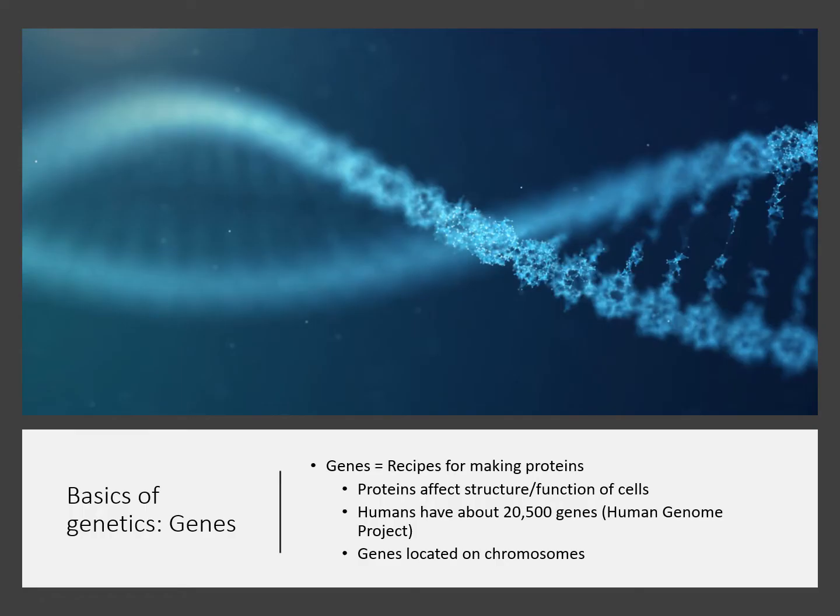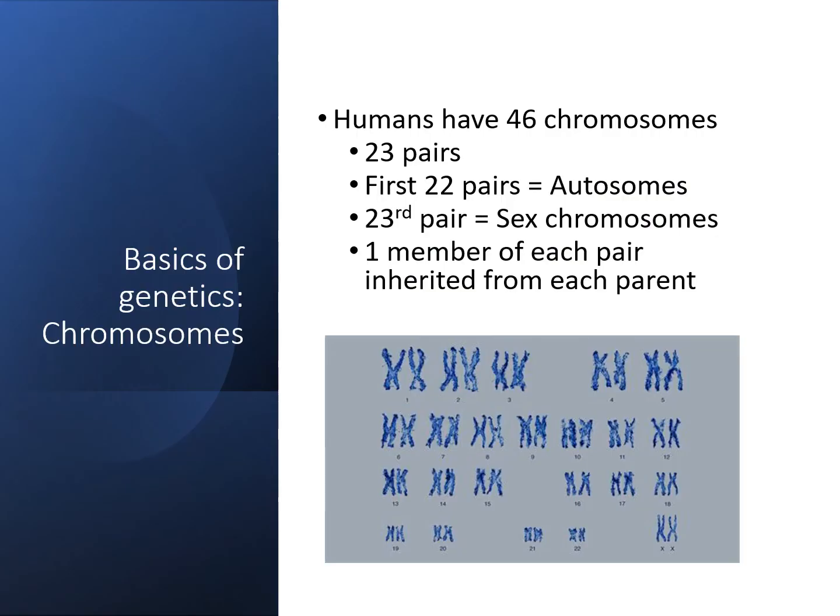Genes are recipes for making proteins, and proteins affect the structure and function of cells. Humans have about 20,500 genes, and these were identified in a project called the Human Genome Project. Genes, as most of you know, are located on chromosomes. Let's take a look at more of the basics of genetics.